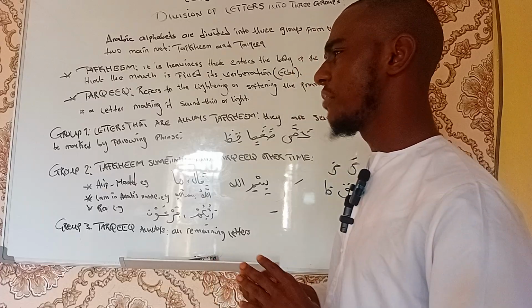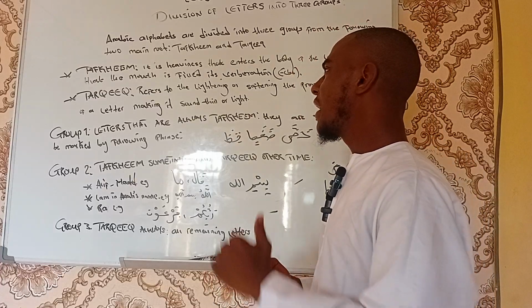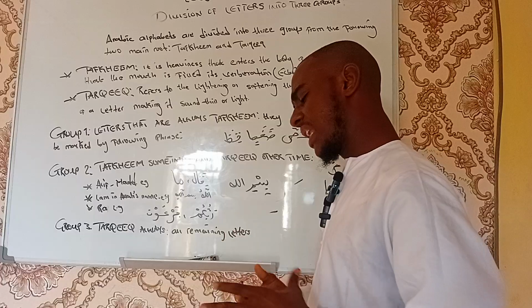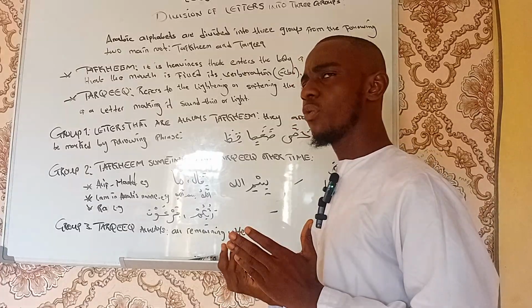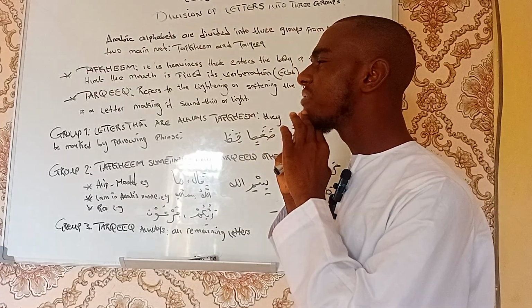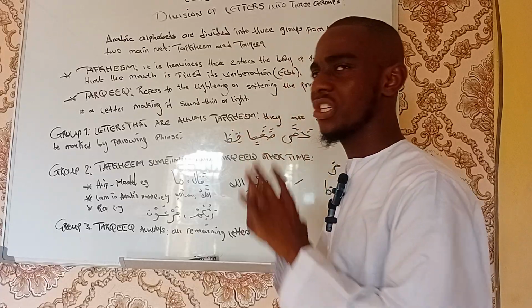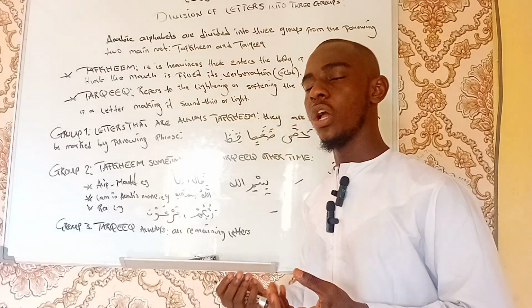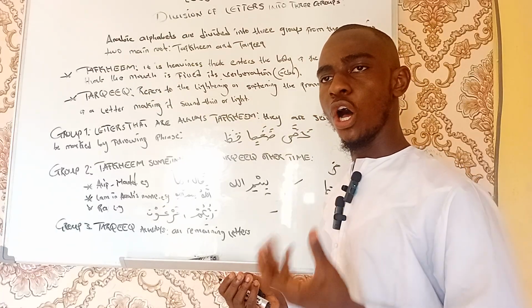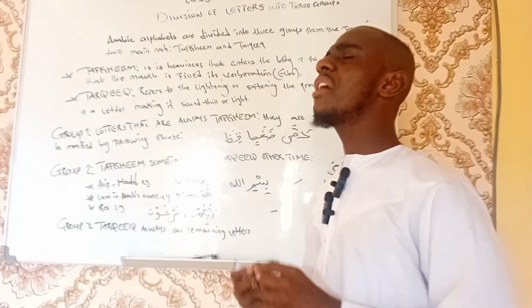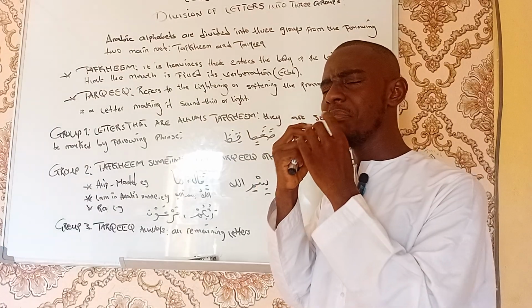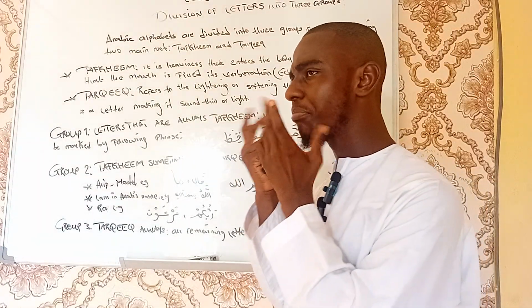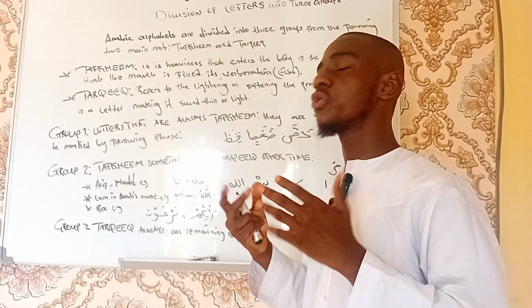So Tafkheem is the heaviness that enters the body of a particular letter, whereby when the individual pronounces it, they feel the sound of vibration in the mouth. An example of this is the letter ba. When you say ba, you feel the mouth make a vibrating sound, and you get that echo sound inside.